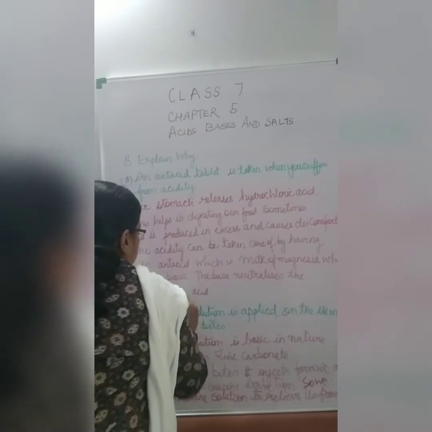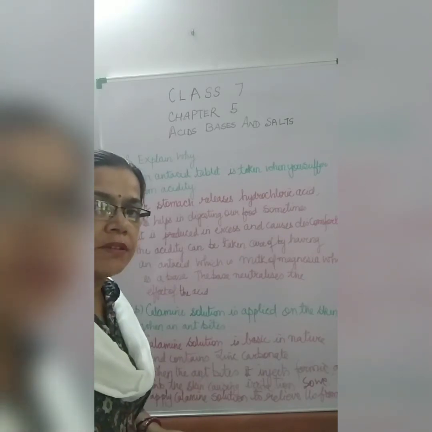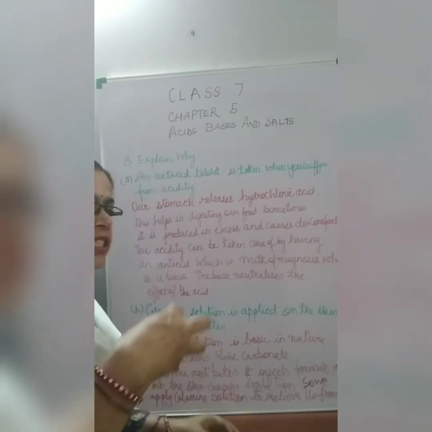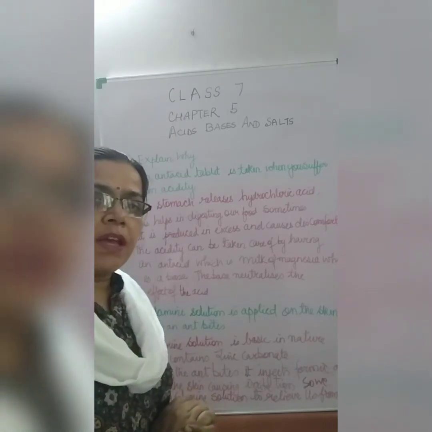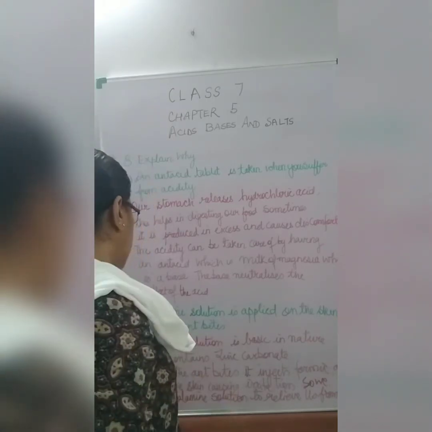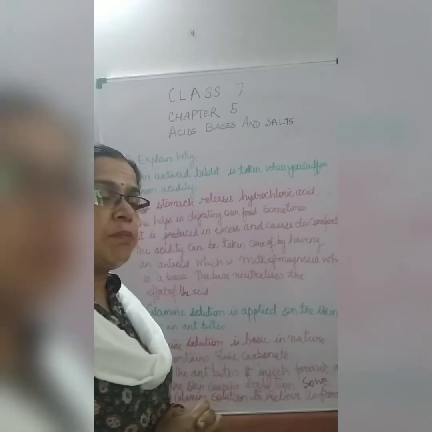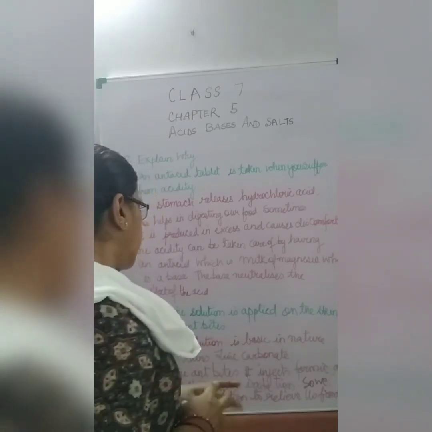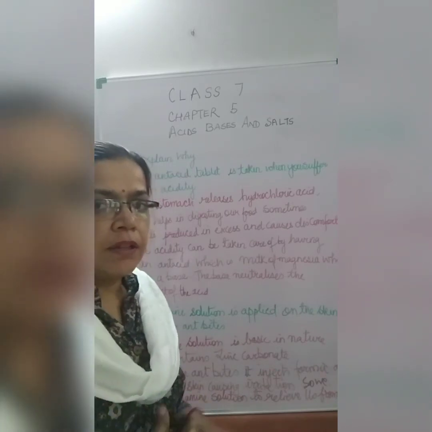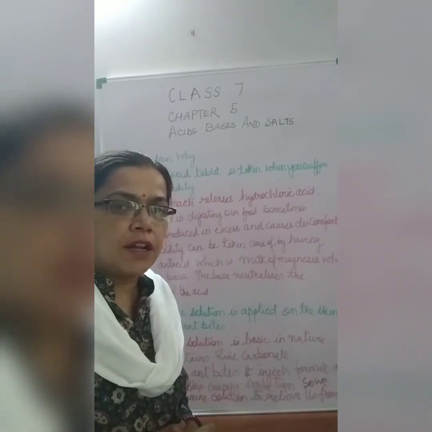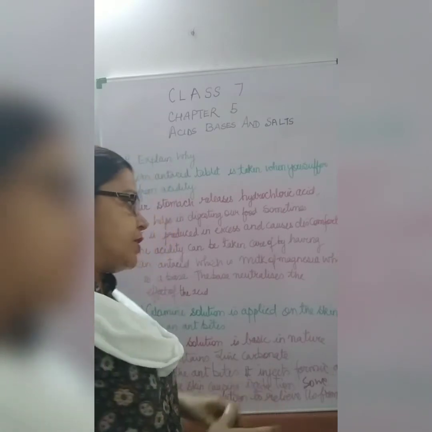So it will neutralize the effect of the acid being hydrochloric acid. Next is calamine solution is applied on the skin when an ant bites. So when the ant bites, it injects in our skin the formic acid, which causes irritation. Calamine solution is basic in nature and it neutralizes the effect of the ant bite, therefore giving us relief from the pain or irritation caused.